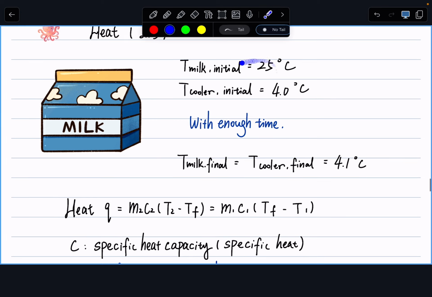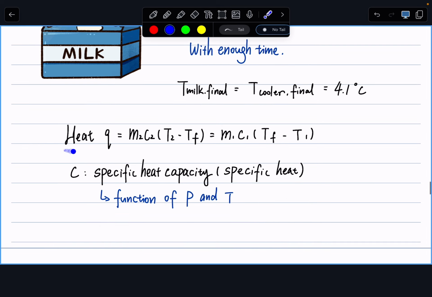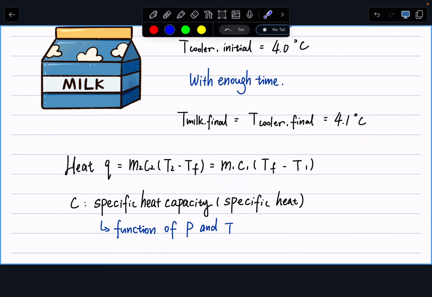So again, using our milk example, imagine the temperature of the milk is 25 degrees Celsius, and the temperature of the cooler is initially 4 degrees Celsius. I put my bottle of milk into my cooler, and after enough time both the milk and the cooler end up at the same temperature, when they reach thermal equilibrium with each other. So in this process, we say there is a heat transfer taking place between the milk and the cooler.